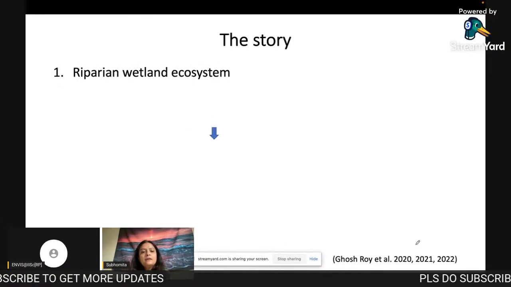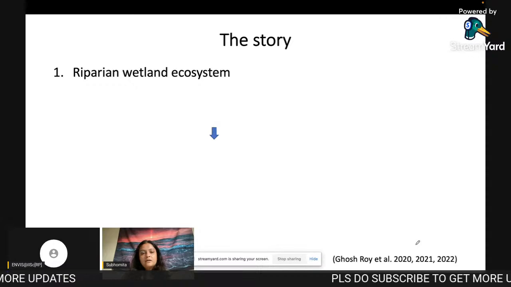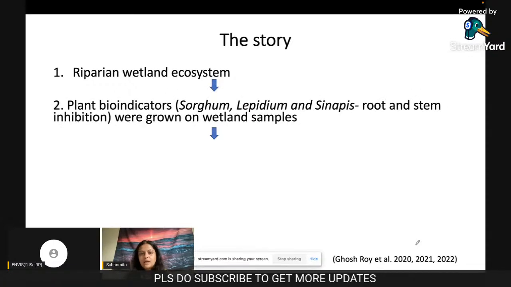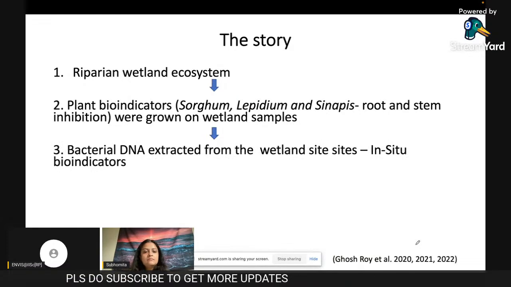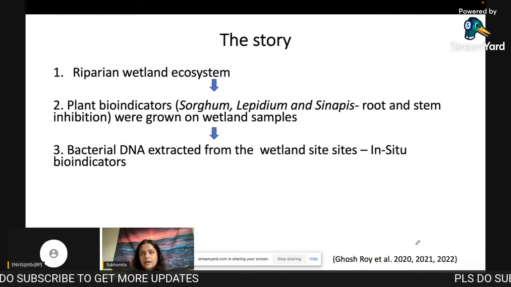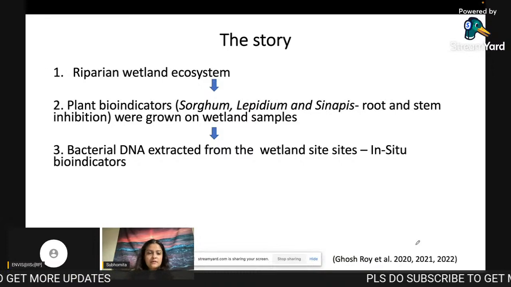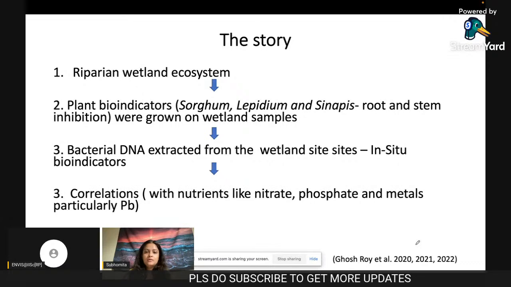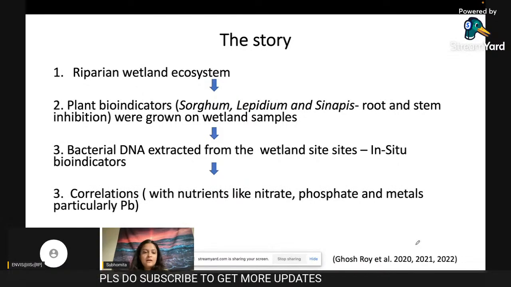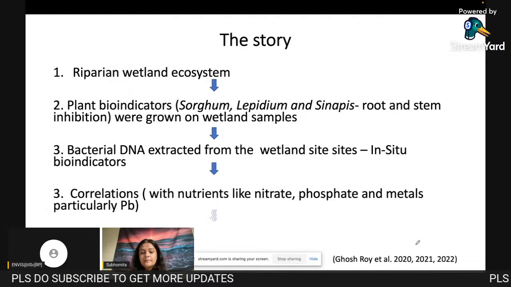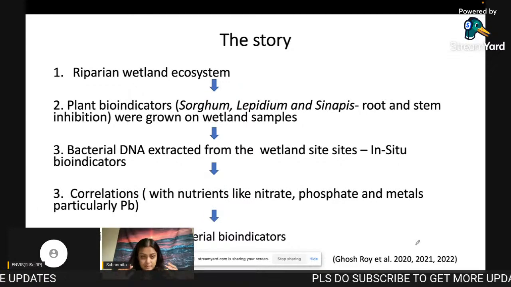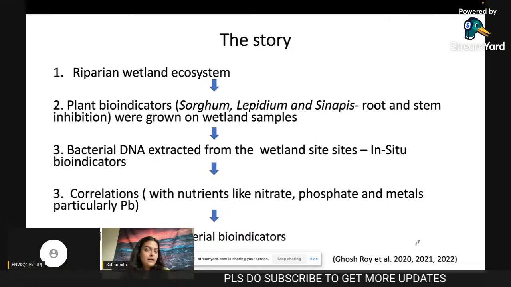To sum up, we studied a riparian wetland ecosystem, and we used plant bioindicators that were grown on the wetland system. Then we also used a bacterial indicator by extracting DNA from the sediment directly. Then we found some correlation between these pollutants, like nitrate, phosphate, and heavy metals, and these indicators. And we also found some significant category-specific bacterial bioindicators.